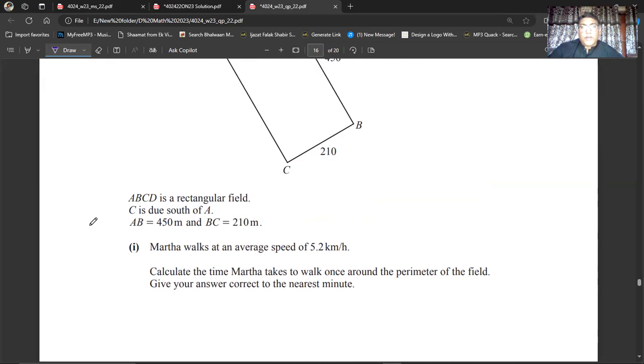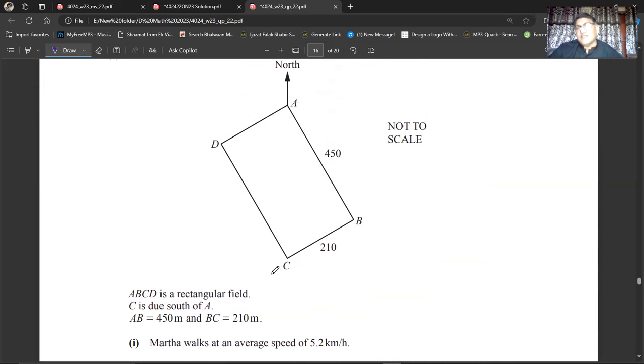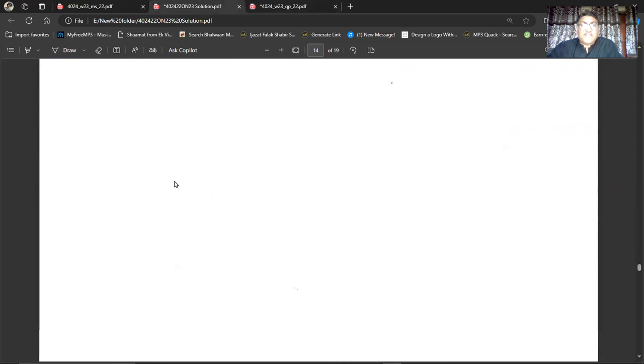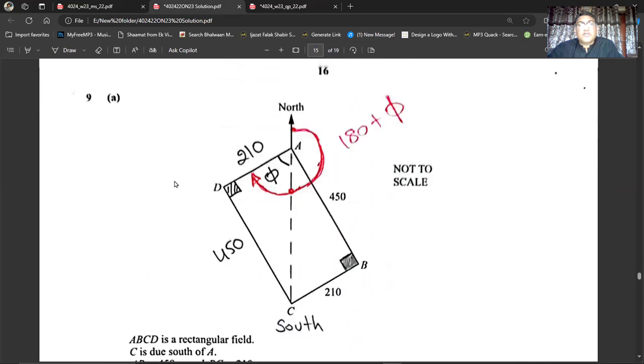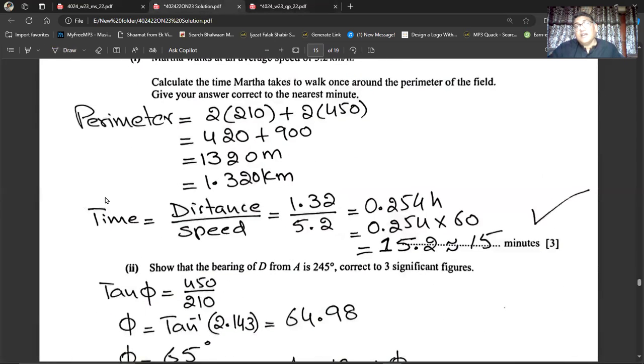Okay, so I know the length and the width of this rectangle. I can find out the perimeter of this rectangle. The perimeter is 2 length plus 2 width. Once I know the perimeter and I also know the speed, then I can find out the time. So 2 multiply 210 plus 2 multiply 450, and that is 420 plus 900. That's 1320 meters.